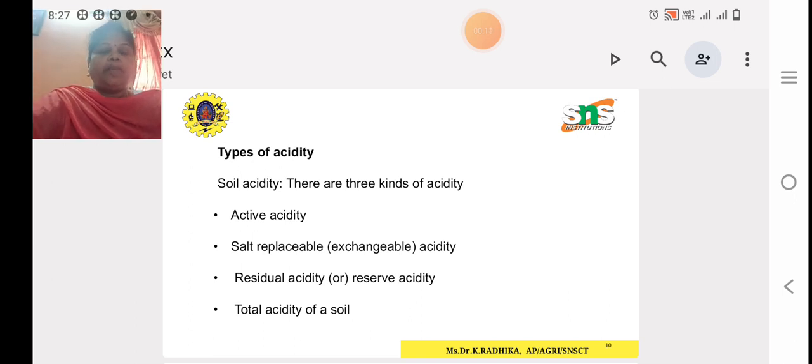Last class we discussed soil acidity and alkalinity. Today's class we discuss the types of acidity. There are three kinds of acidities: active acidity, salt replaceable acidity, otherwise exchangeable acidity, and residual acidity or reserve acidity. Then the fourth one is the total acidity of soil.